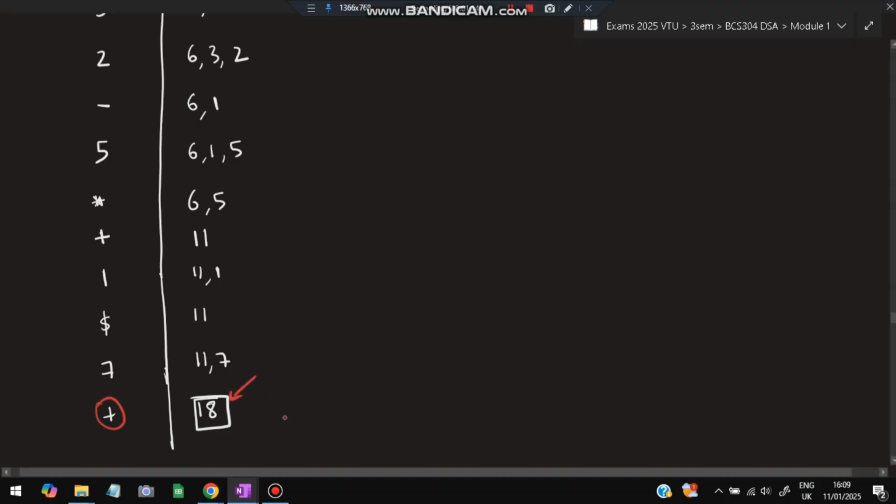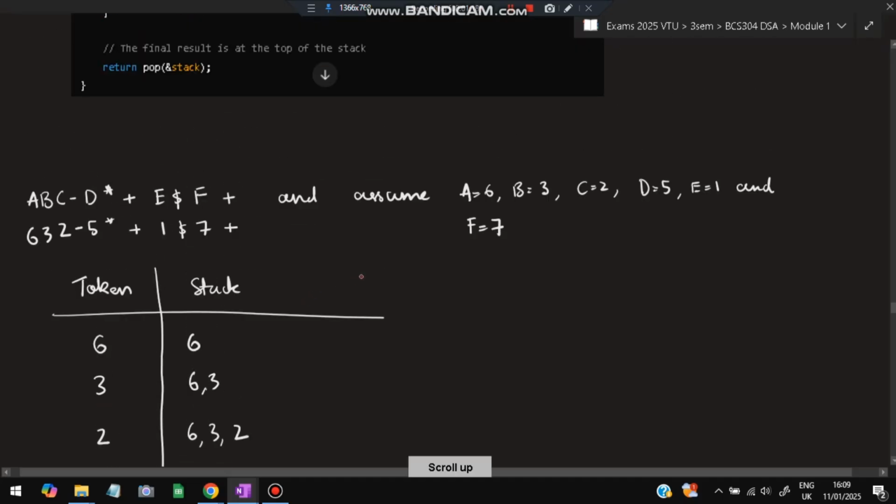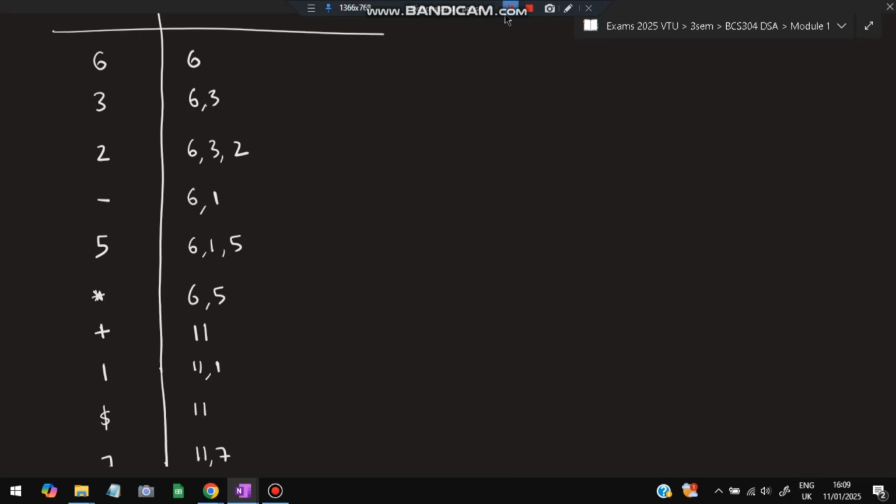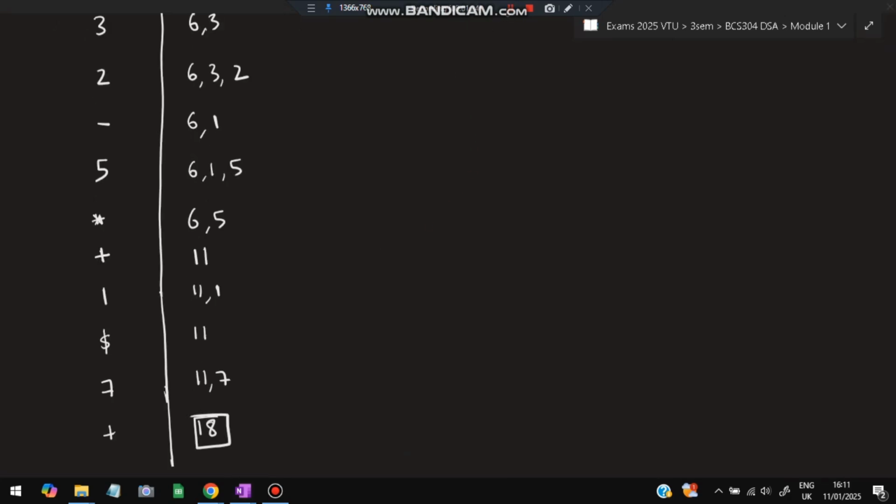Okay, so this is how you will be solving the evaluation of postfix problem. If any question comes, evaluate the postfix, you have to do it in the same way.